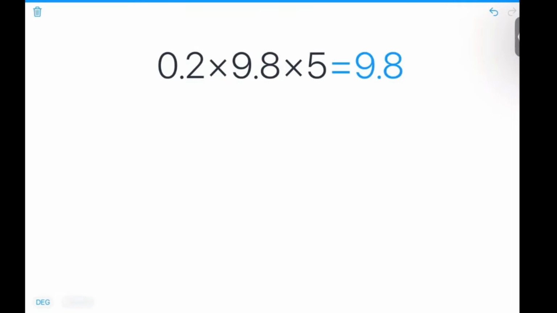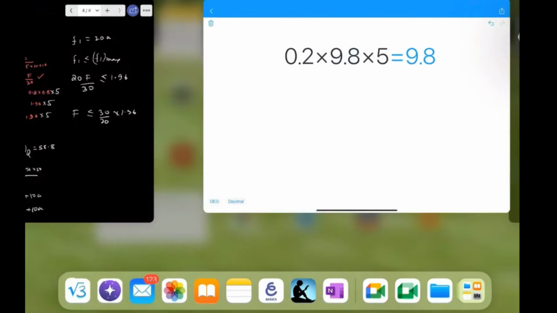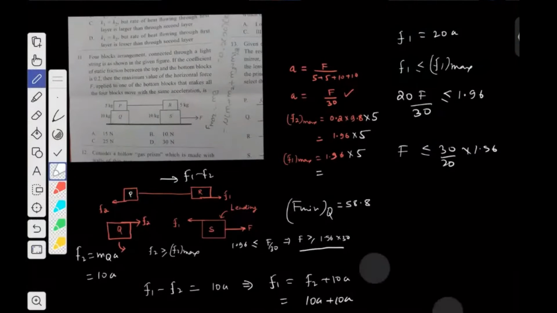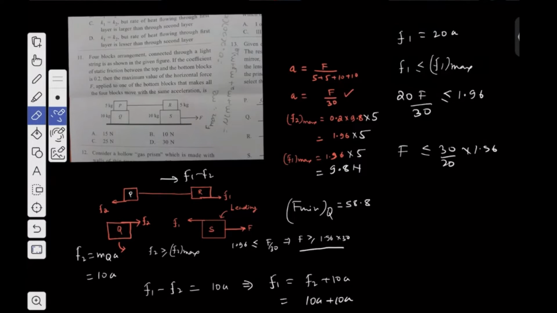0.2, 9.8. Just a second. 0.2 into 9.8 into 5 is 9.8 only. So the maximum friction force F1 is 9.8 Newton. That is wrong here, need to correct it. So I'll solve this one only. Maybe this is going to give us the answer.